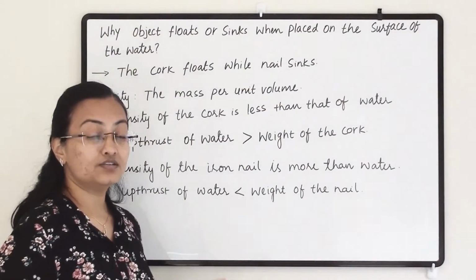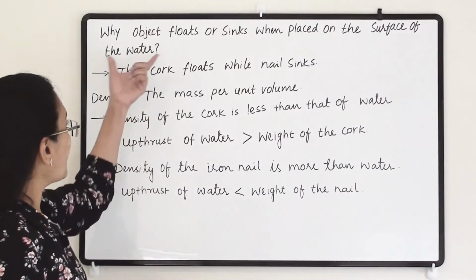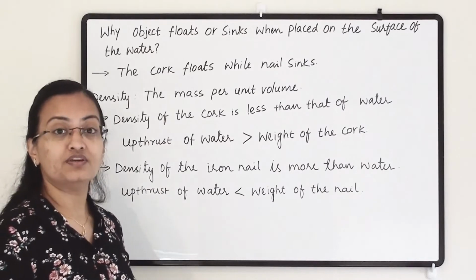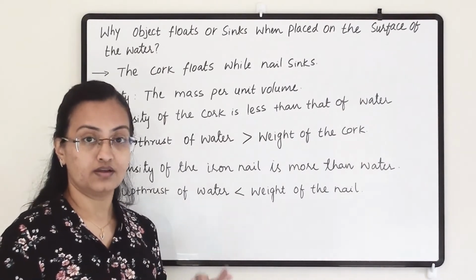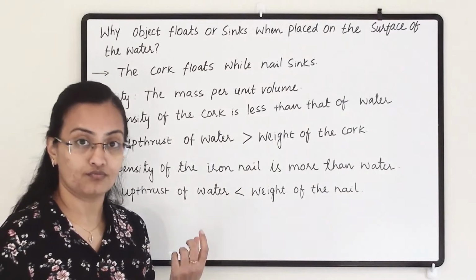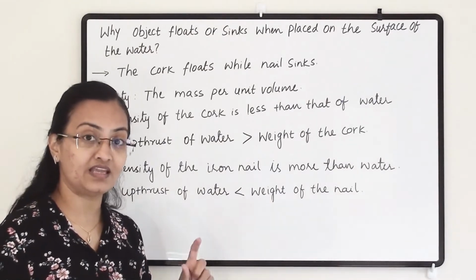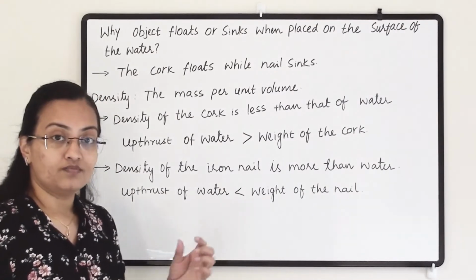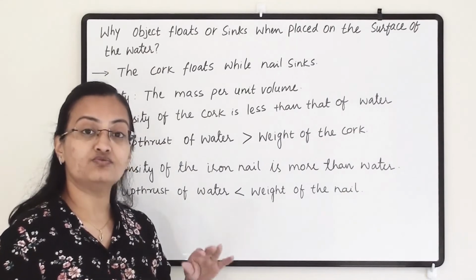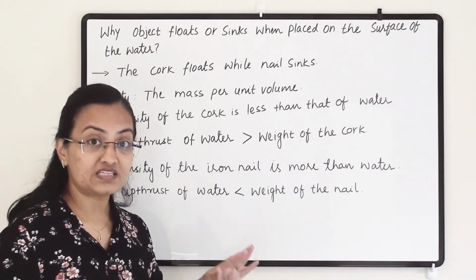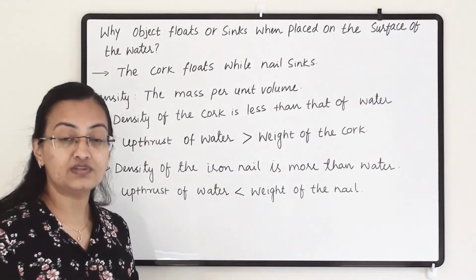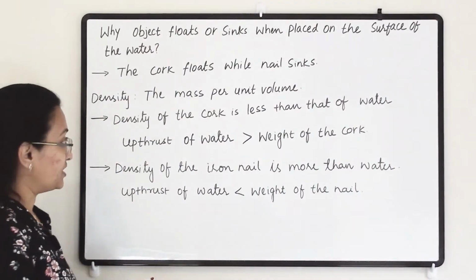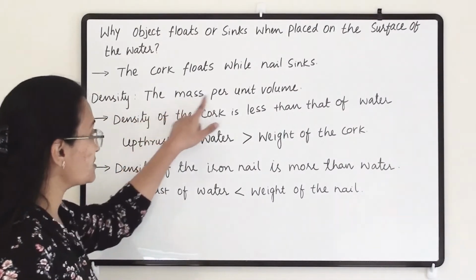Now let us understand the reasons why an object floats or sinks when placed on the surface of the water. Here we are taking two objects, one is a cork and one is a nail. The cork, we all know, is very lightweight, whereas the nail is heavy compared to the cork. So when we keep the cork on the surface of the water, it will float. But when we place a nail on the surface of the water, it will sink. So what is the reason behind that? Here the density will come into the picture. What is density? Density is mass per unit volume.